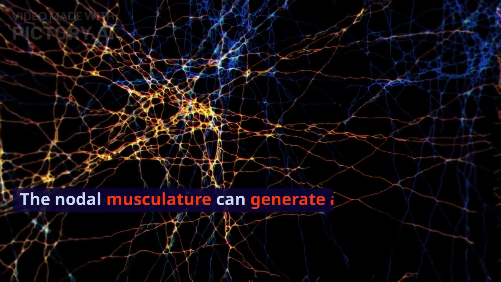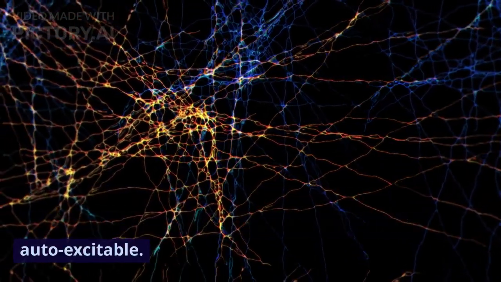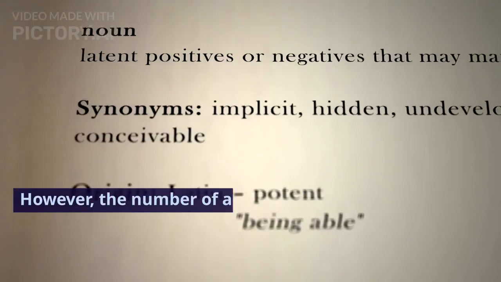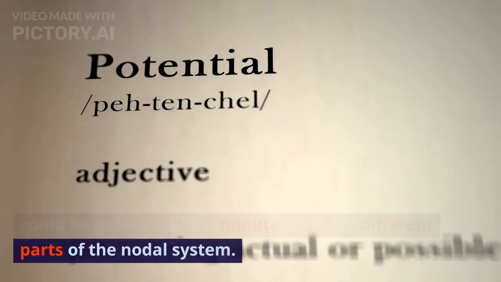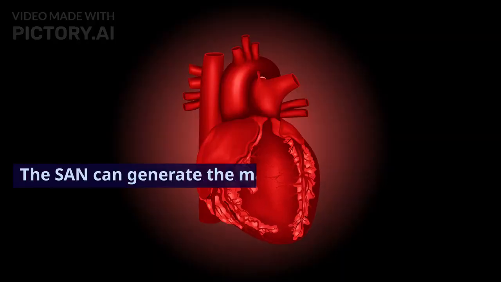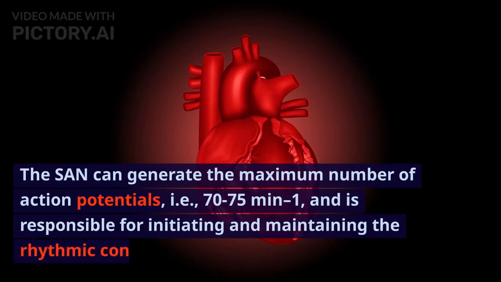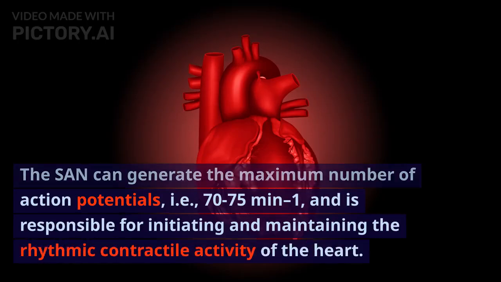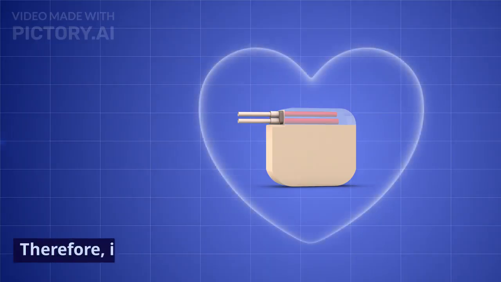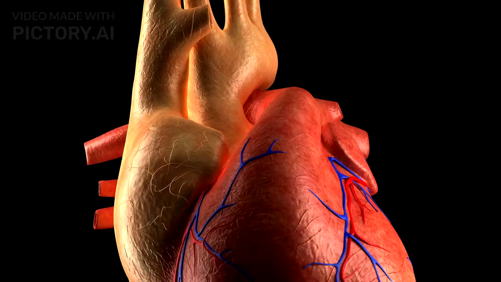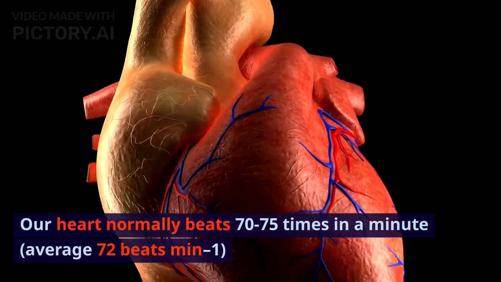The nodal musculature can generate action potentials without any external stimuli, i.e., it is auto-excitable. However, the number of action potentials that could be generated in a minute varies at different parts of the nodal system. The SAN can generate the maximum number of action potentials, i.e., 70-75 min^-1, and is responsible for initiating and maintaining the rhythmic contractile activity of the heart. Therefore, it is called the pacemaker. Our heart normally beats 70-75 times in a minute, average 72 beats min^-1.